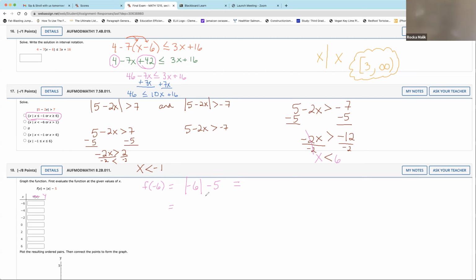So the absolute value of negative 6, I don't care about the sign. I just care about the value, just the 6 part. So 6 minus 5 equals 1. Then the 1 goes here. I'm going to do this a lot of times, so I'll try to do it in a different color every time. So I'm going to put in negative 4 for x.